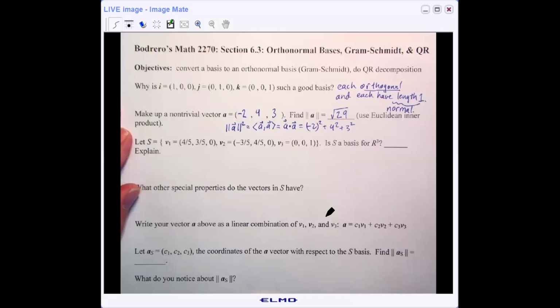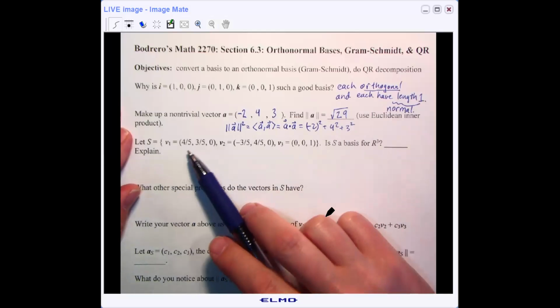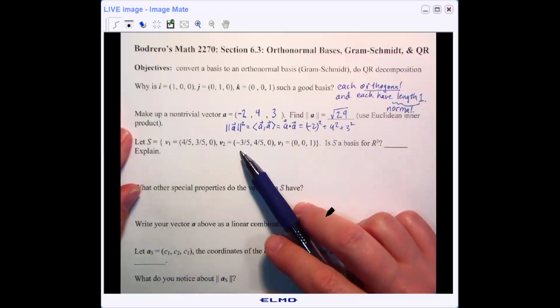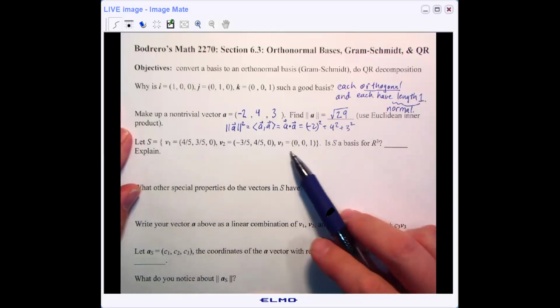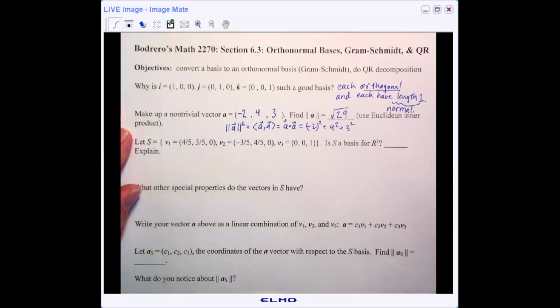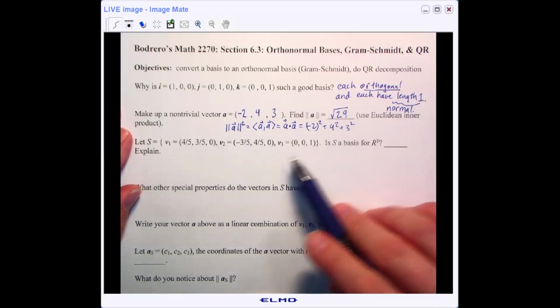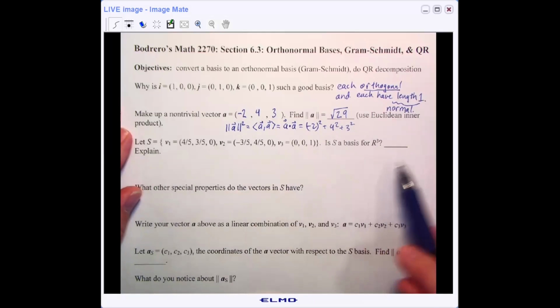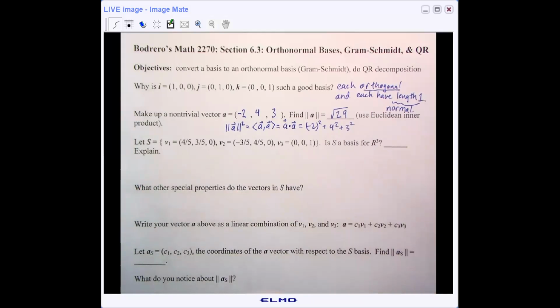What if I change things up a little bit? What if I use vector V1 is 4/5, 3/5, 0, V2 is -3/5, 4/5, 0, and vector V3 is 0, 0, 1. Is this set S a basis for R3? I'm going to let you pause the video and answer that question. So we'll pause here.